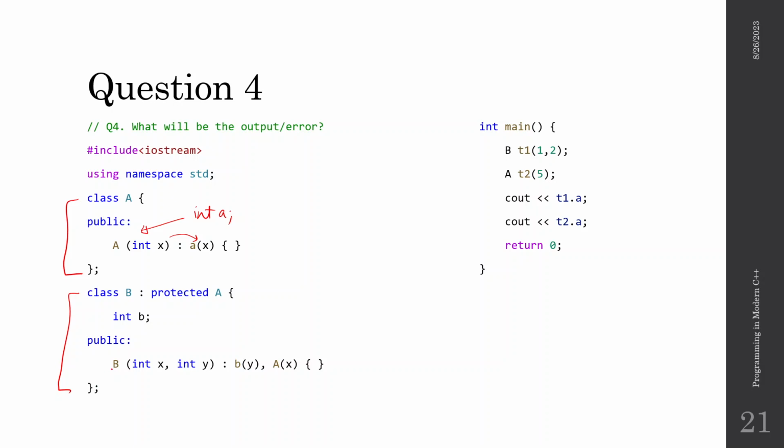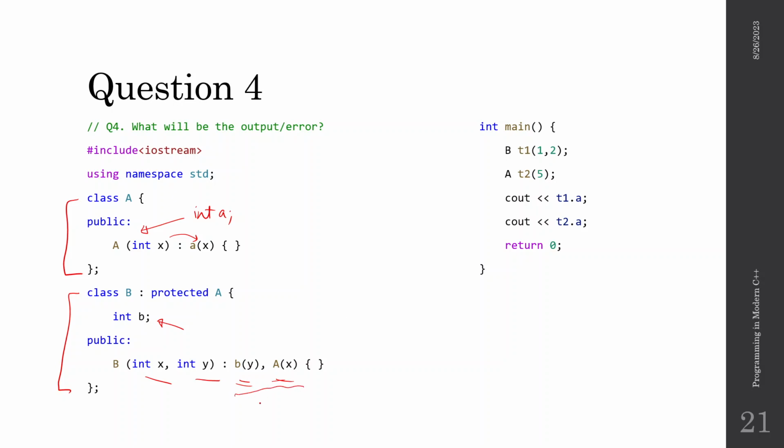Then we have another class B which inherits from A and it has a data member small b. Then you have a constructor which takes two values x and y and it initializes this small b and it also initializes the base class. So here you can again see that the base class is initialized and then the data members are initialized.